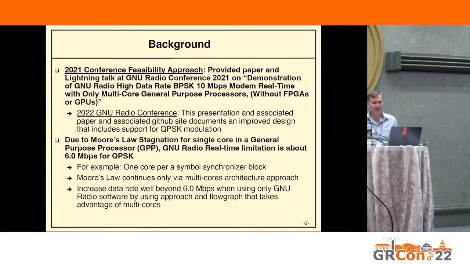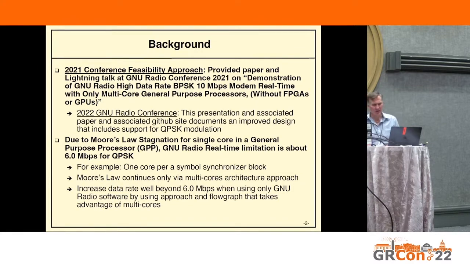Last year at the 2021 conference, I did provide a paper and talk on building really just a prototype modem to see if this was feasible at BPSK with 10 megabits per second. This year I have an improved design with QPSK up to 15 megabits per second. I also created a GitHub site for all the documentation, also the out of tree code that's needed, test files, prepared files, and flow graphs.